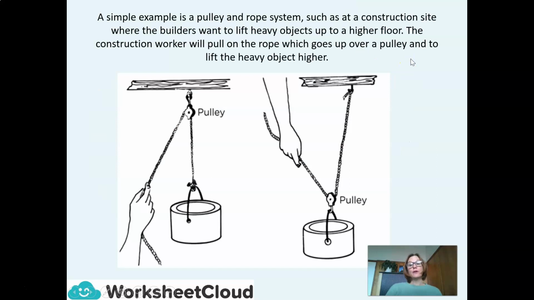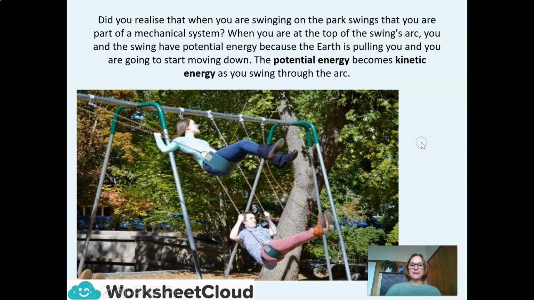So, if you look over here, here's a very good example of a pulley and a rope system, such as at a construction site where the builders want to lift heavy objects up to a higher floor. The construction worker will pull on the rope which goes up over a pulley and it lifts the heavy object much higher. Okay, that is an example of a mechanical system.